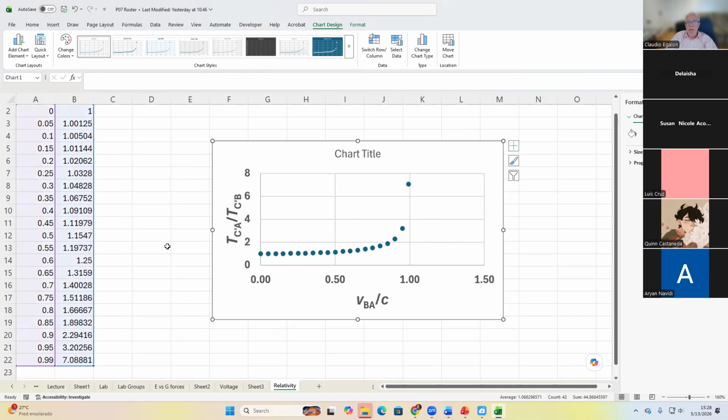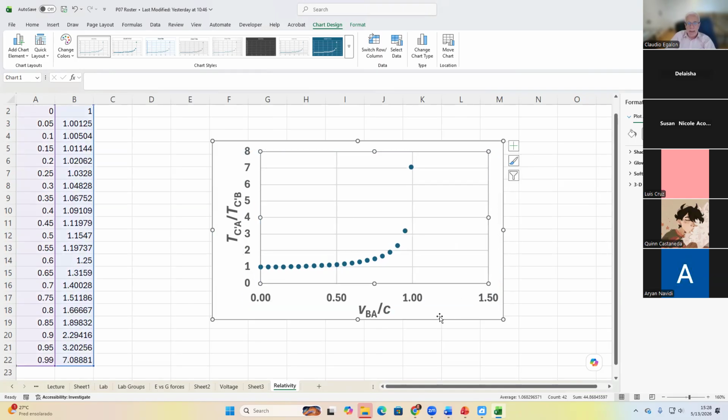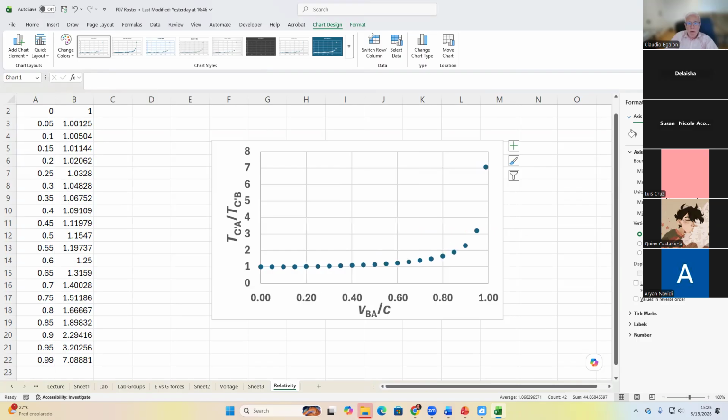That's what happens in real life. The closer you are to the speed of light, the larger the time dilation is. Instead of 1.5, we have to go just to 1. V cannot be greater than C. That's how the period of the clock changes with the velocity.